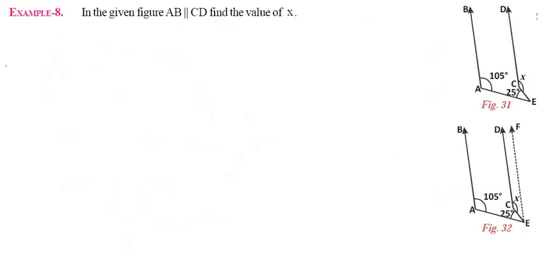Let us come to the next example. It is given in the figure AB parallel to CD. Find the value of X. This one is your X value. So let us see, this one is 105 degree and that is the 25 degree. So you can draw a parallel line construction. First of all, you can write construction. What is the construction? Draw EF, which is parallel to CD and also parallel to AB. This is the construction.